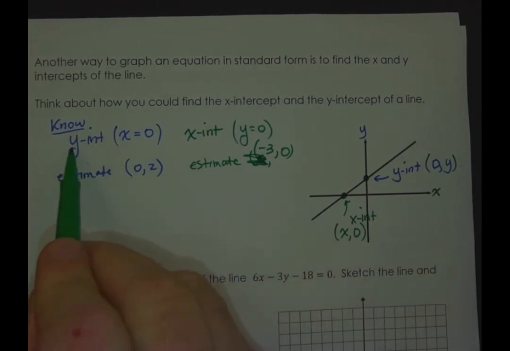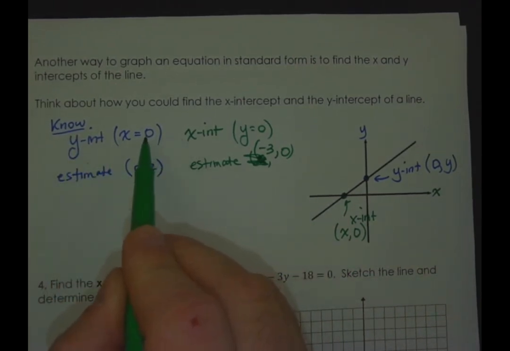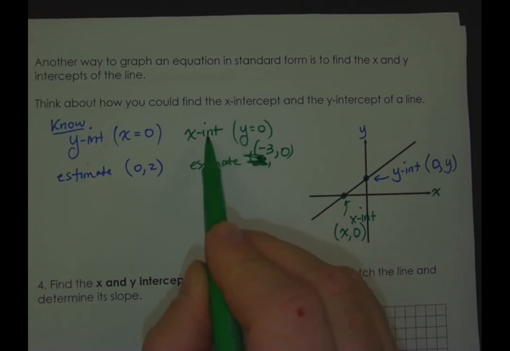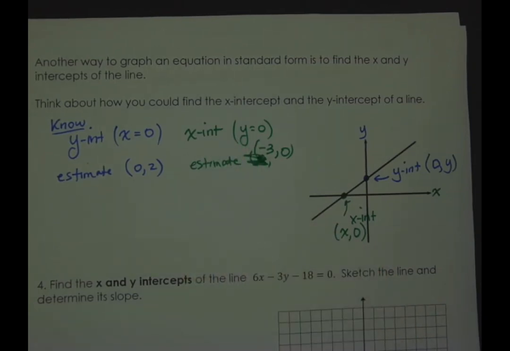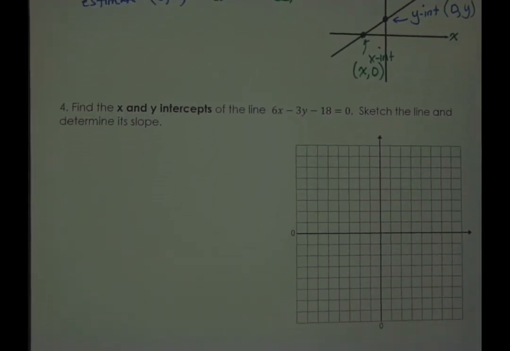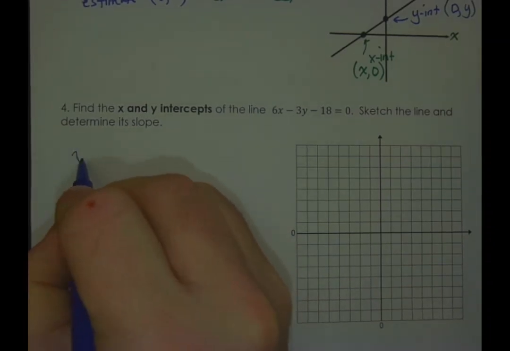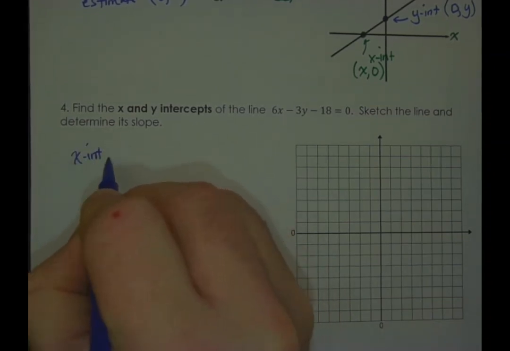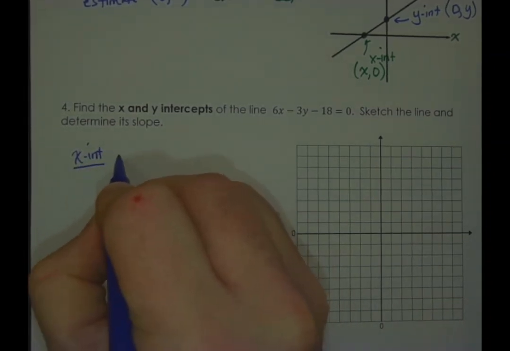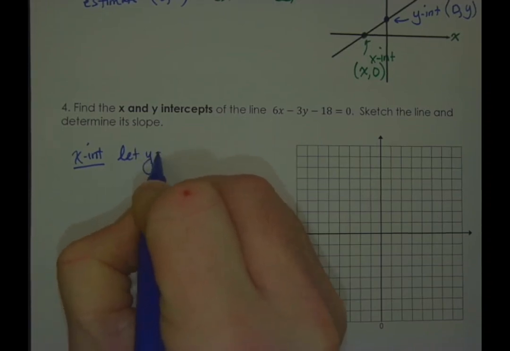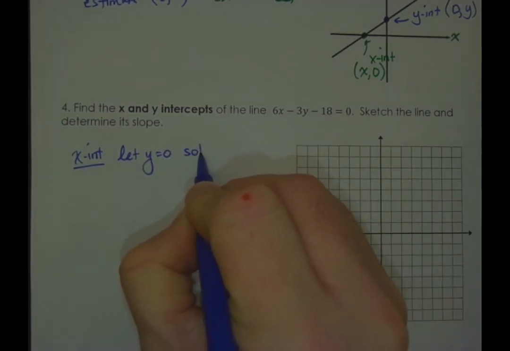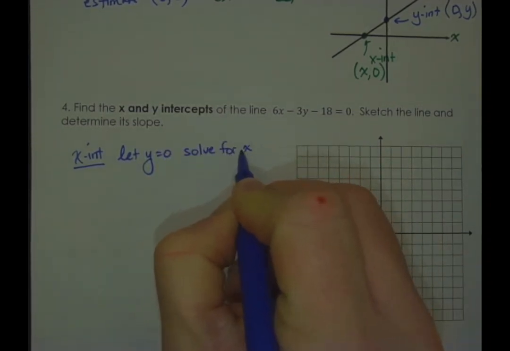So if we were finding the y-intercept, we can make x equal 0. And if we were finding the x-intercept, we can make y equal 0. So I can solve that. If we can find the x and y intercepts, we can plot our graph. So let's find the x-intercept. We're going to let y equal 0 and then solve for x.